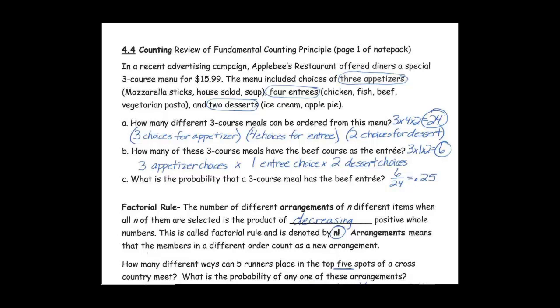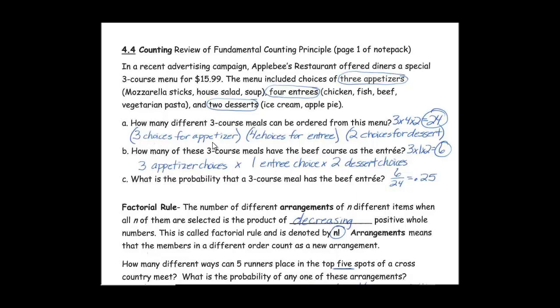Okay, in this particular example, a recent advertising campaign, Applebee's restaurant offered diners a special 3-course menu for $15.99. The menu included choices of 3 appetizers, 4 entrees, and 2 desserts. We have 3 different questions that we're going to answer. How many different 3-course meals can be ordered from this menu?